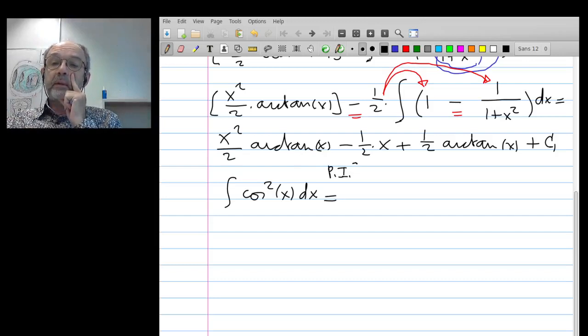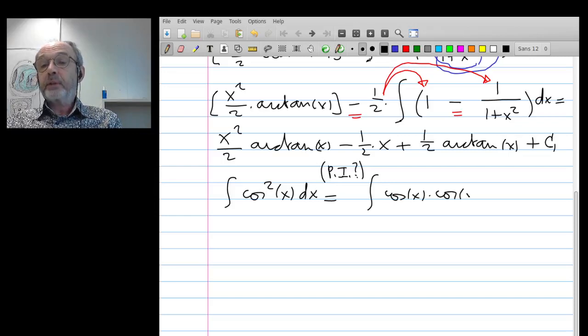That was what I asked myself. And yeah, what then? Cosine squared, that means cosine x times cosine x dx. And then I want to do it by partial integration. So I can choose one of the two as the derivative and the other one as g. And so we have between the brackets.